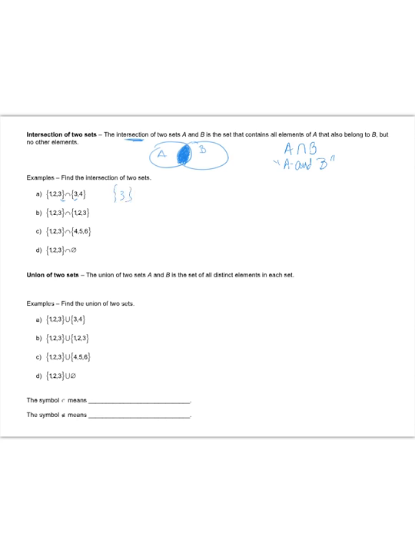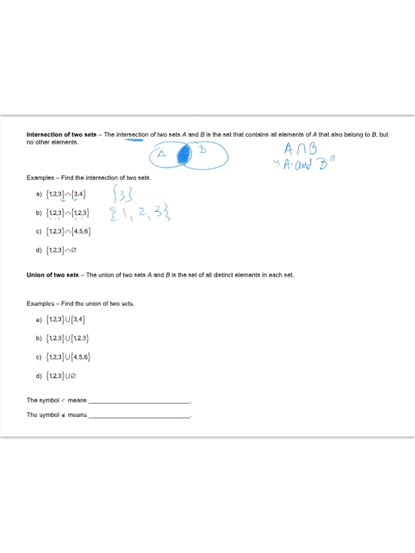In example B, we're looking for numbers that are in both sets. 1's in both sets, 2's in both sets, 3's in both sets. So the intersection of those two sets would in fact be the numbers 1, 2, 3.